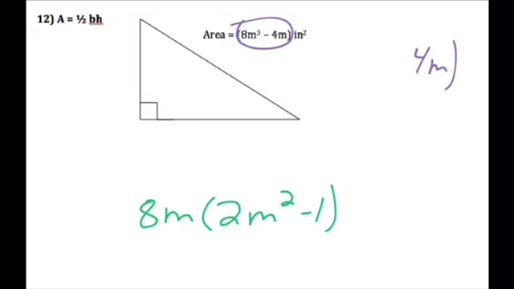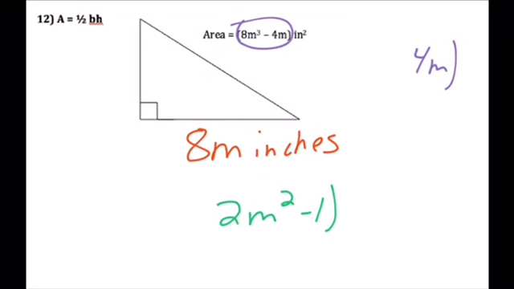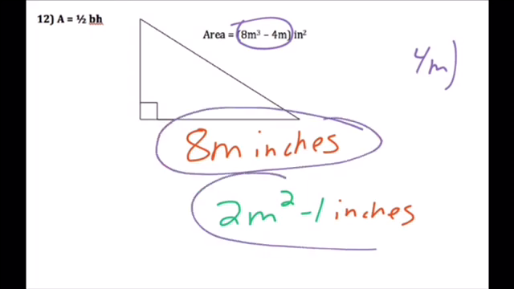So I know that one side is 8m inches. And our other side, if I erase this, is going to be 2m squared minus 1 inches. So this is one of the sides, and this is the other side.